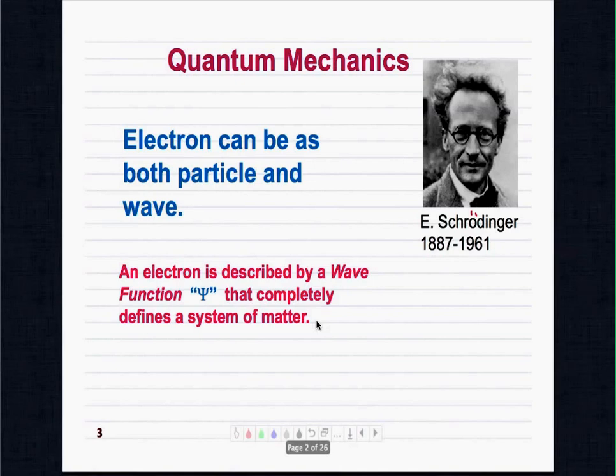Now, usually Schrödinger described the electron in what we call the trajectory or the wave function of the electron. That means it's a description of where the electron is, and we use this symbol which is called psi, that defines the system of the electron. Now, let me explain it.